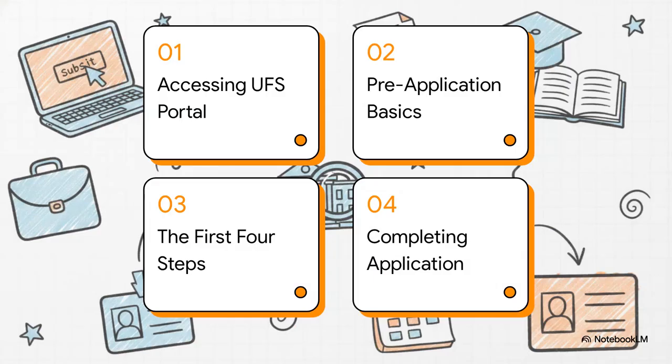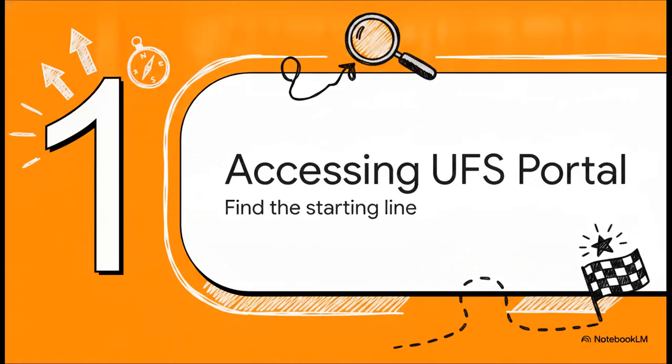Our roadmap today covers 4 highly manageable phases: accessing the UFS portal, pre-application essentials, the first 4 steps, and finally, completing your application. Section 1. Accessing the UFS portal, finding the official starting line.